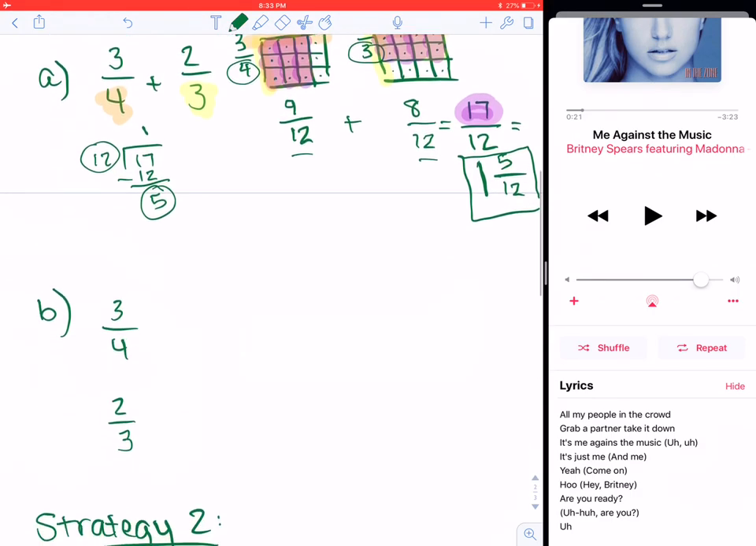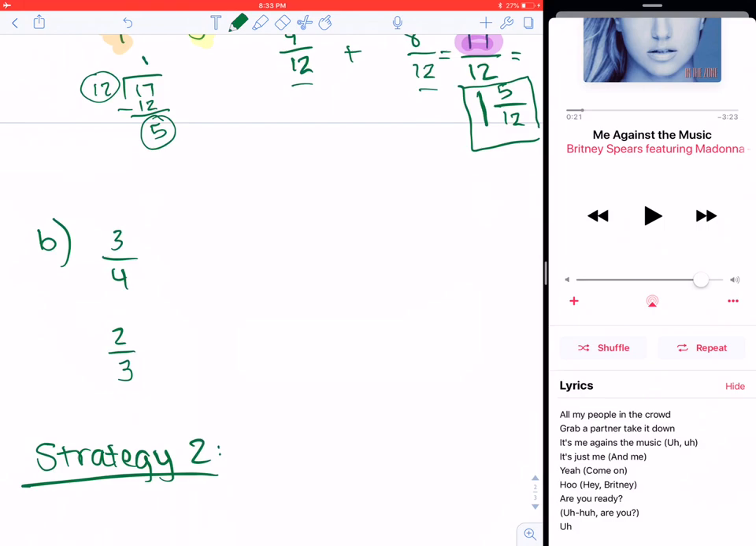My other strategy is to find the common denominator through listing out multiples. Now we've done this before. I'm going to start with my 4 and my 3. I'm going to list out multiples of 4. 4 times 1 is 4. 4 times 2 is 8. 4 times 3 is 12. Now I'm going to stop there because my second number is 3. So if nothing else, I can multiply 4 times 3 or 3 times 4.